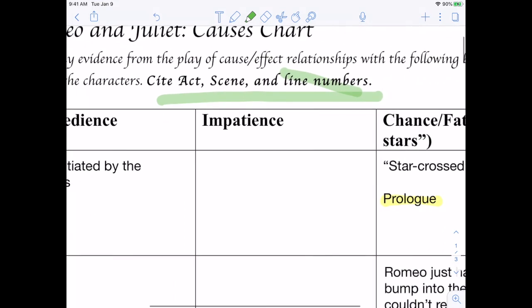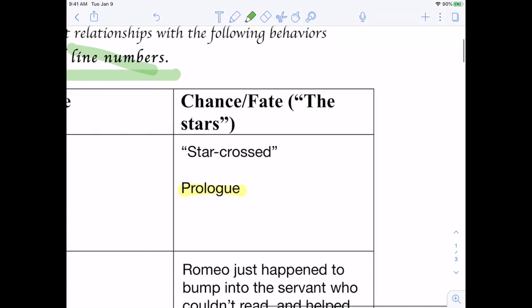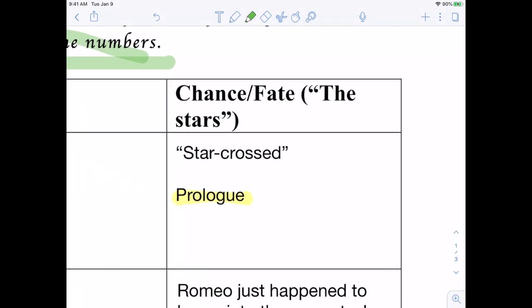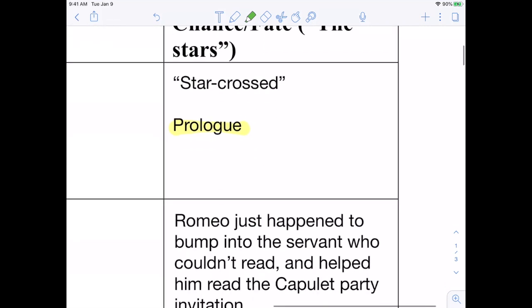We can leave impatience blank for now. I'm sure there's probably some examples already, but I'm not going to have you mark them. For chance and fate, there are a lot. How about in the initial prologue, they start out by describing Romeo and Juliet as star-crossed, establishing their love and their relationship as something that is just not destined to be, okay?